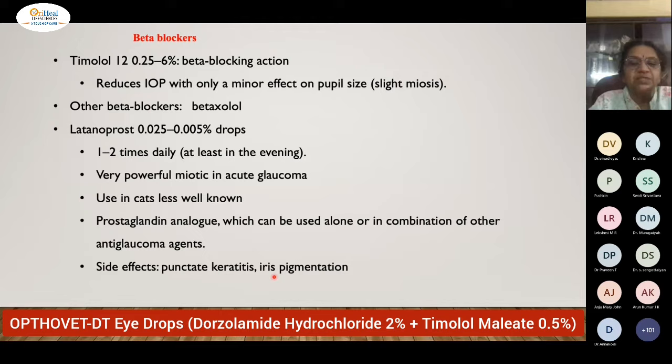But there are some side effects, like iris pigmentation, which I have seen. Punctate keratitis can also occur, so whenever you give latanoprost, always try to give artificial tears as well, so that you can prevent keratitic precipitates on the cornea.